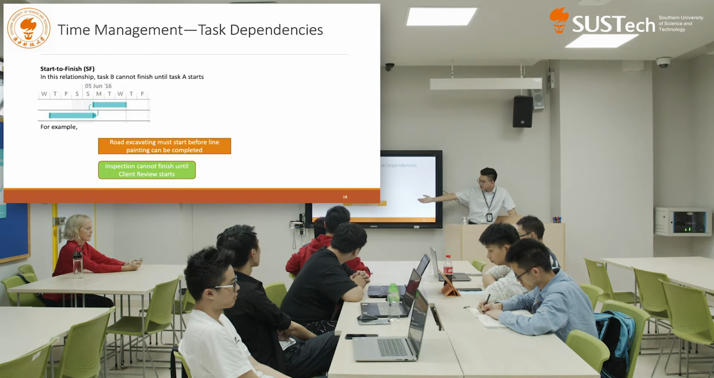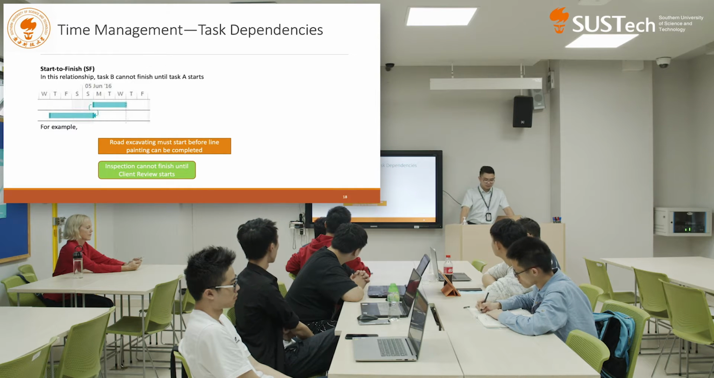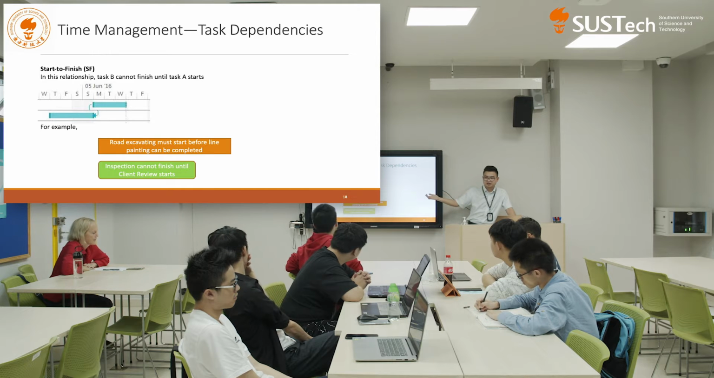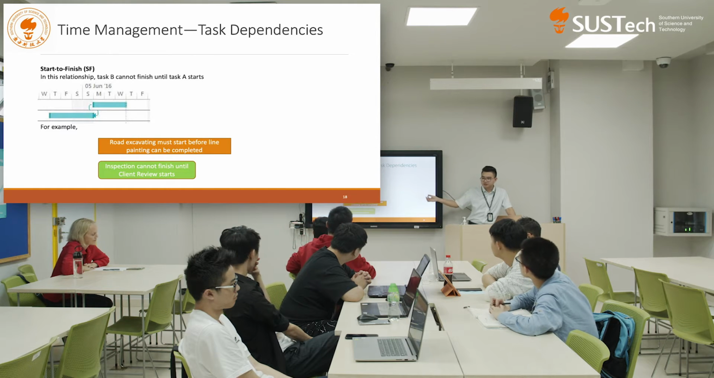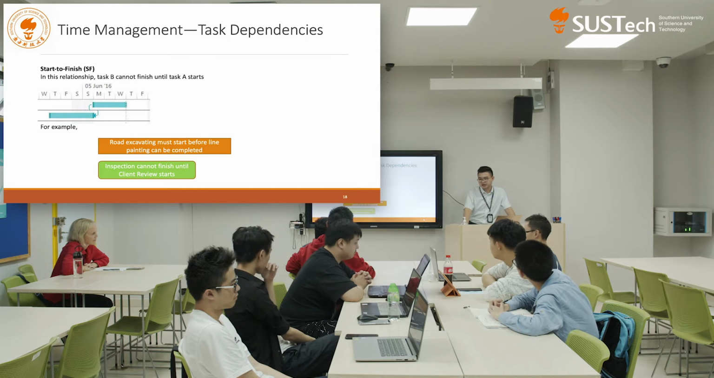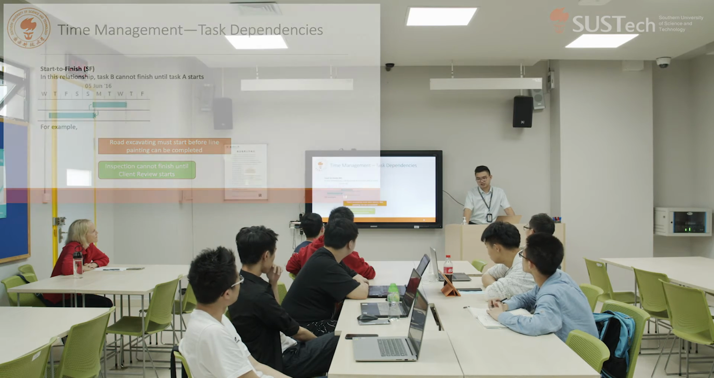So still, let me take constructing the road, for example. The road excavating must start before the line painting can be completed. And when we're doing the inspection, it cannot finish until the client review starts. So those are the kinds of relationships you are going to see in your product development. When you're working on your report, you need to clearly label and identify the relationship among each task.